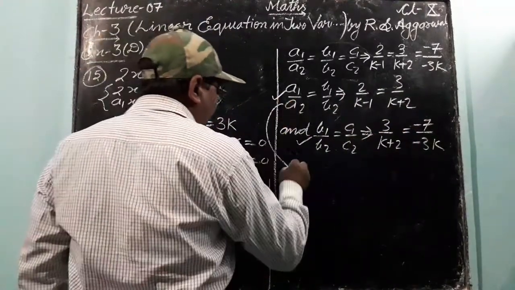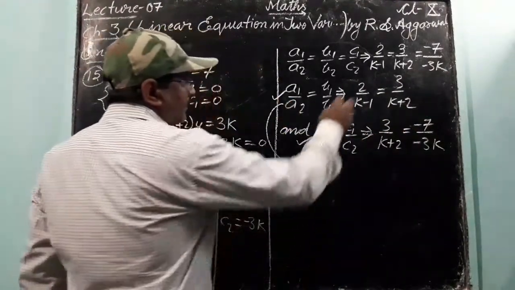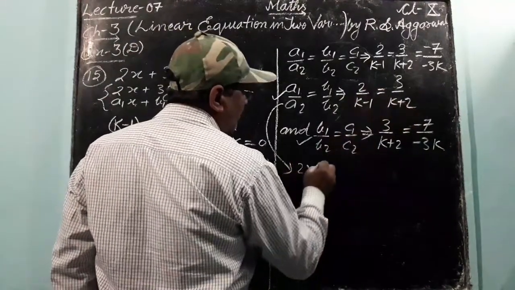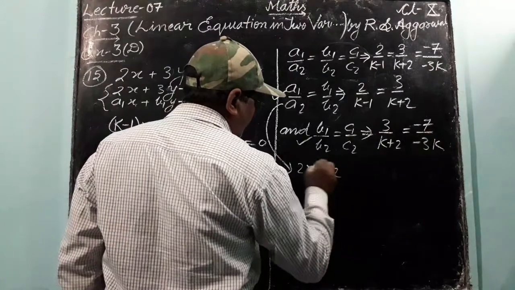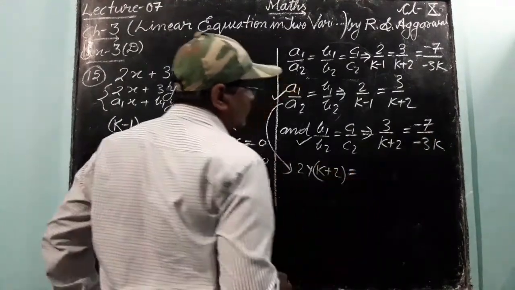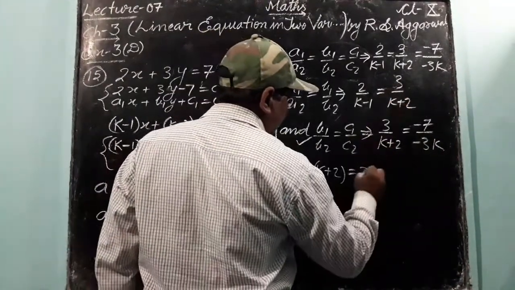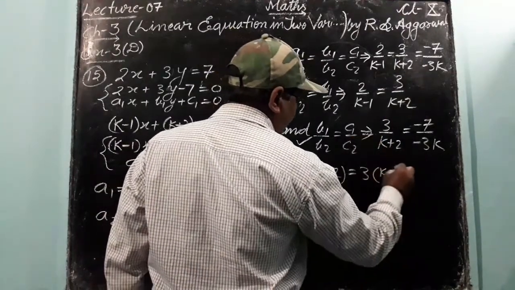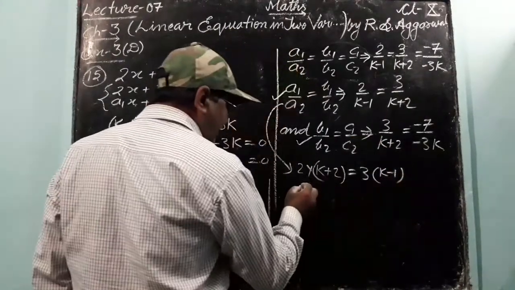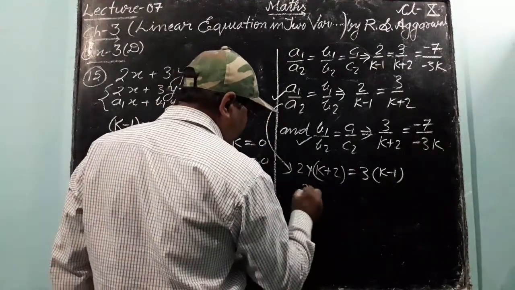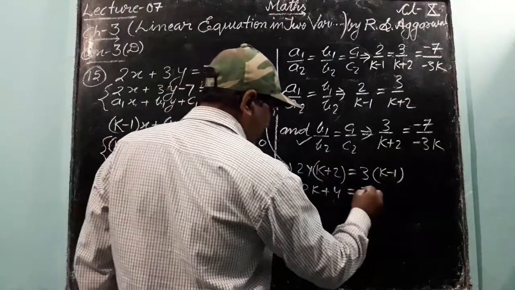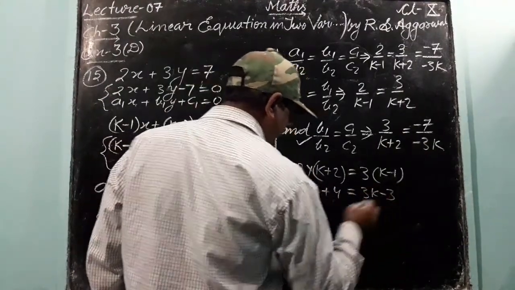So first of all, we do cross multiplication. When we do this, we get 2 into k plus 2 is equal to 3 into k minus 1, and then it will be 2k plus 4 is equal to 3k minus 3.